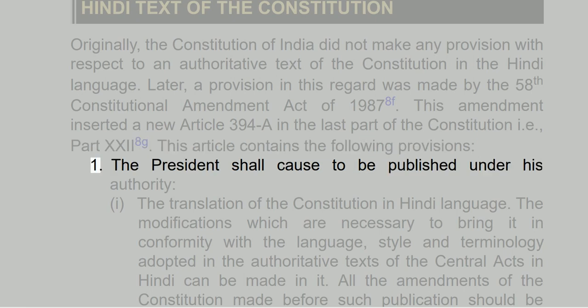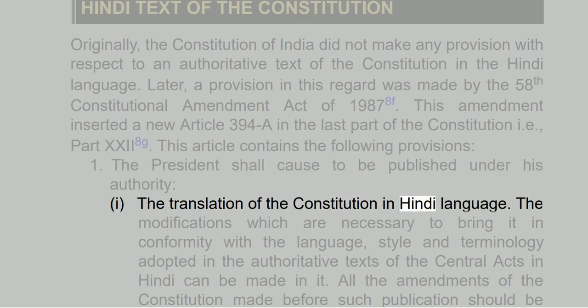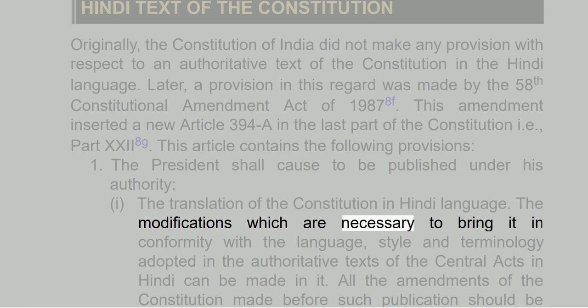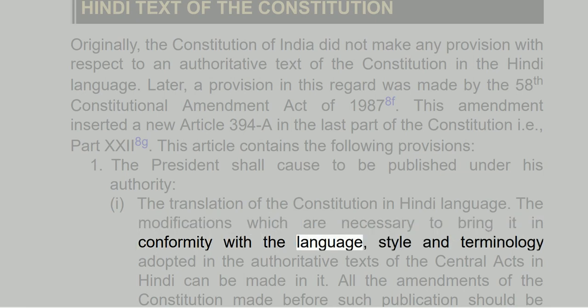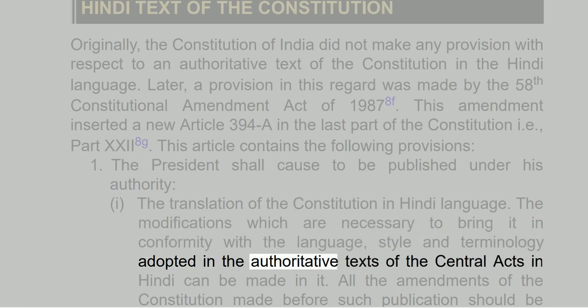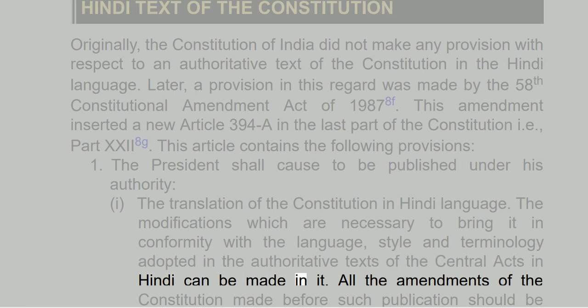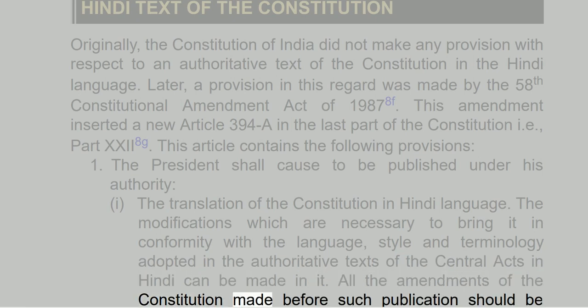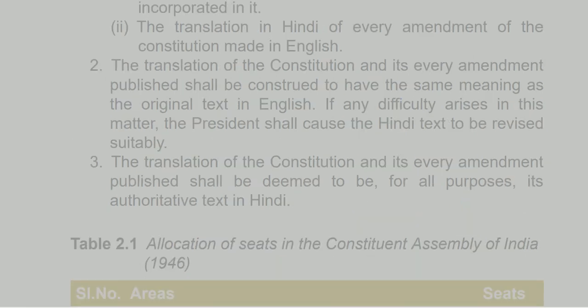1. The President shall cause to be published under his authority: (i) the translation of the Constitution in Hindi language. The modifications which are necessary to bring it in conformity with the language, style and terminology adopted in the authoritative texts of the central acts in Hindi can be made in it. All the amendments of the Constitution made before such publication should be incorporated in it. (ii) The translation in Hindi of every amendment of the Constitution made in English.